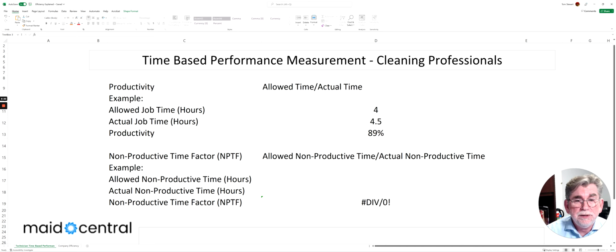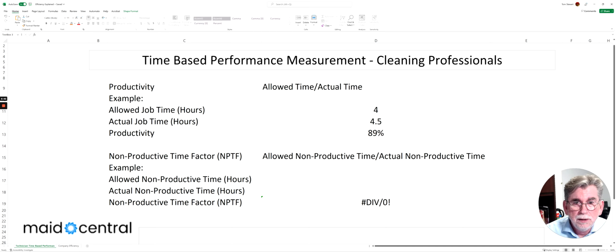The allowed non-productive time comes from the drive time that's calculated by Google between the homes that a cleaning professional is cleaning on any given day. And we add to that any meeting time or any other non-productive time that the cleaning professional would have scheduled for them that day, and we divide it by their actual non-productive time.